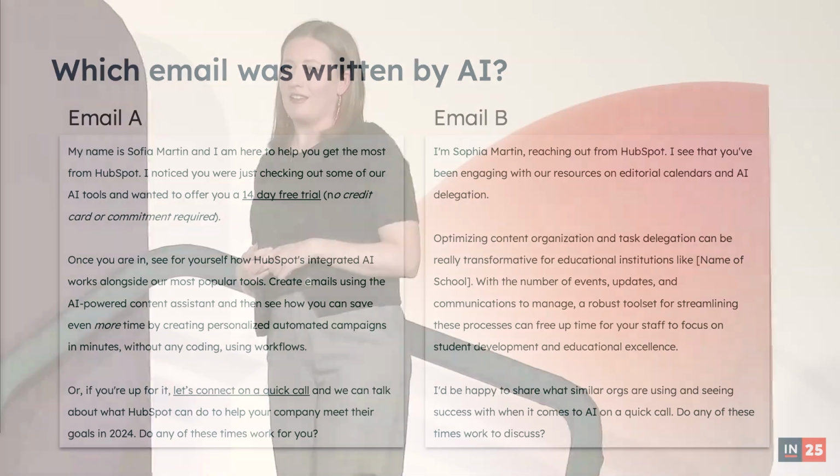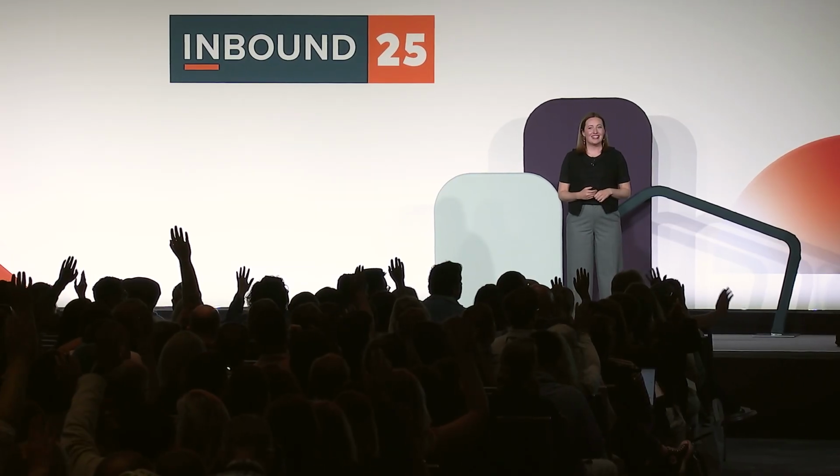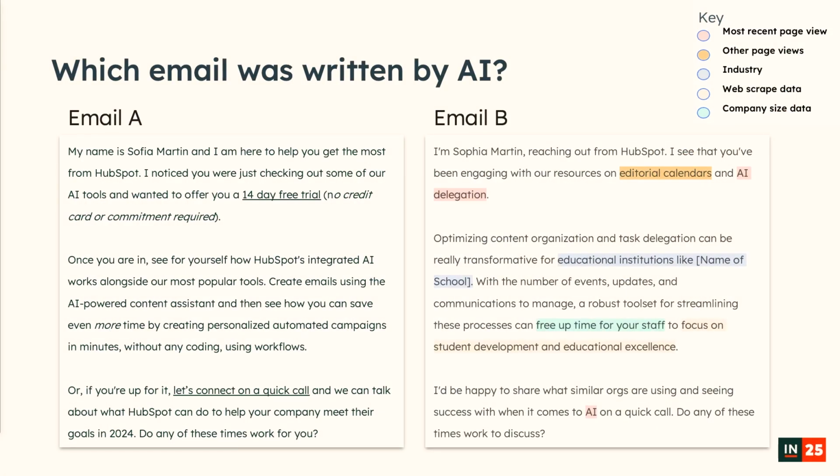Who thinks it's email A? We got a couple of hands. And who thinks it's email B? A few more hands, but it's somewhat divided. The answer is email B. And here you can actually see the sections that are personalized by AI and the data sources we are pulling from to do so. We'll talk a little bit more about data sources later on, but this illustrates hopefully how we're not sounding as robotic, but still adding in some of those personalization moments.